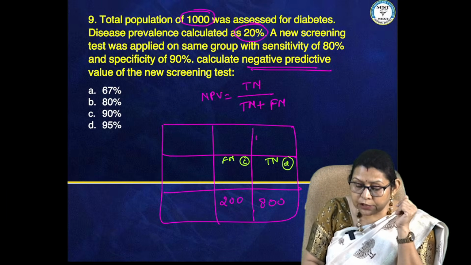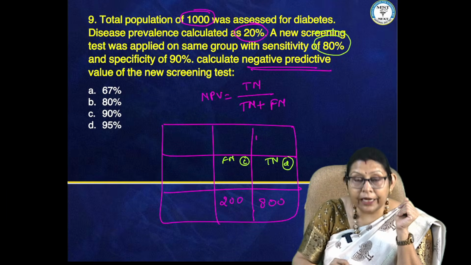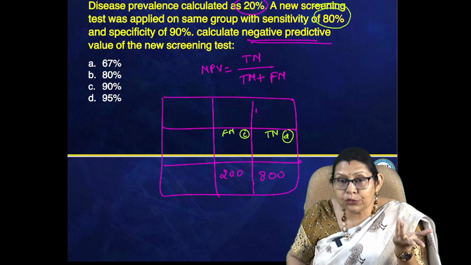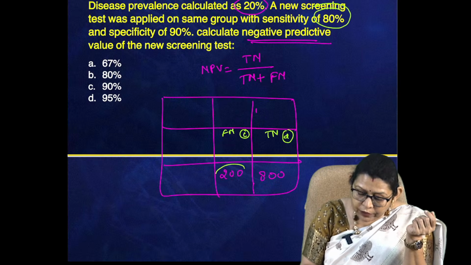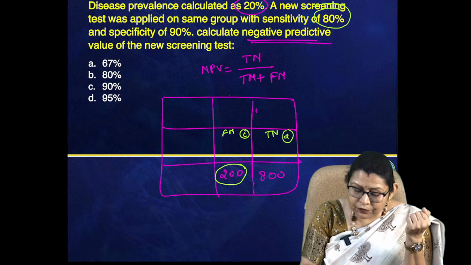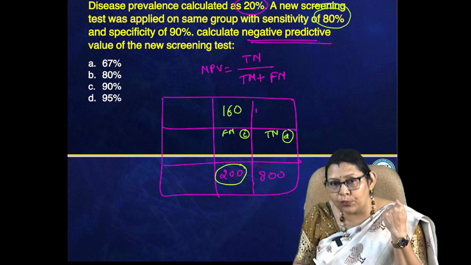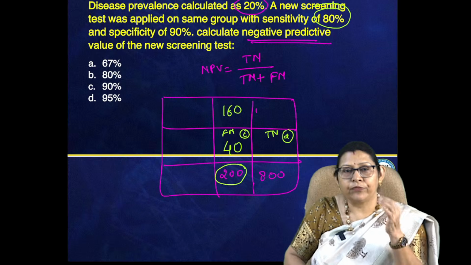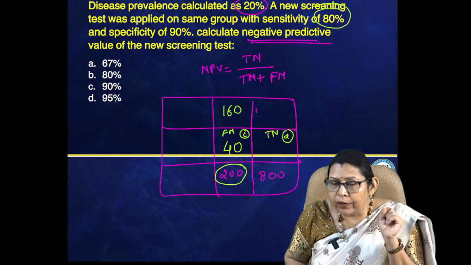How can I get these two? Sensitivity is 80%. So what is sensitivity? Ability of the test to correctly detect the disease. So out of the 200, 80% of this 200 means 160 are true positive. So 20% will be the false negative. So this is my C value, I got it as 40.